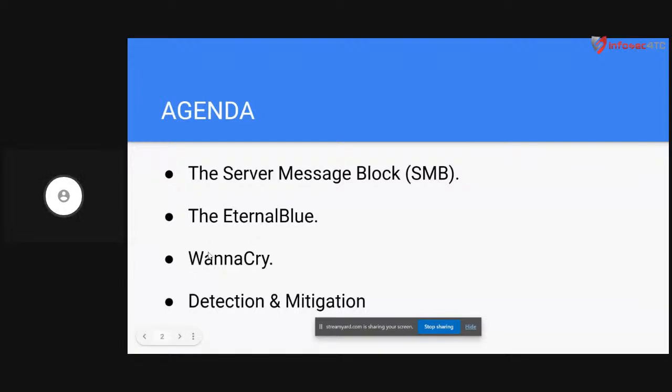And next, we will talk about WannaCry and its implementation of the Eternal Blue. And finally, we will answer the ultimate question of the blue team: how to identify, detect, and mitigate the threat of Eternal Blue. I hope you enjoy this session. So let's start.